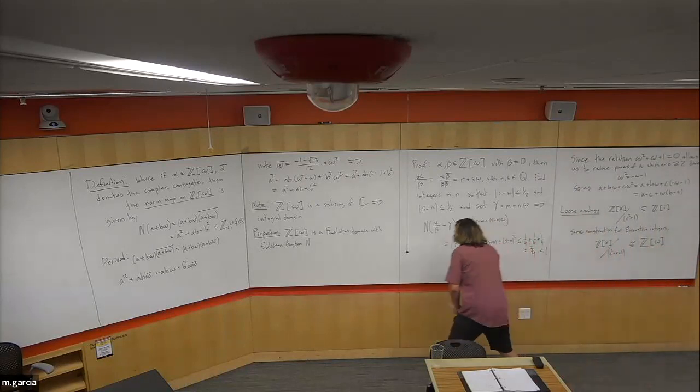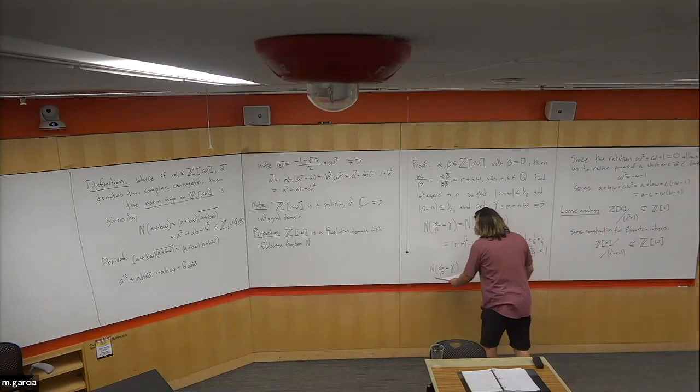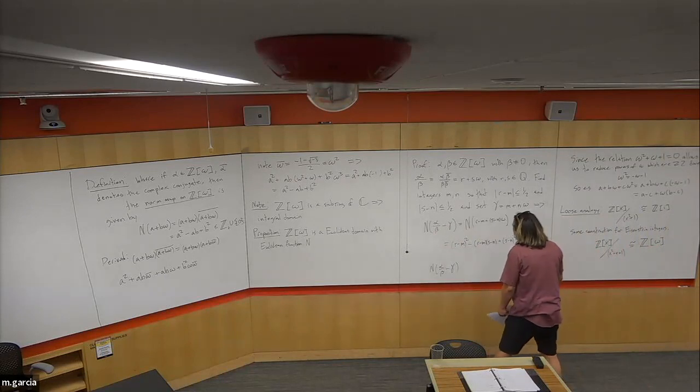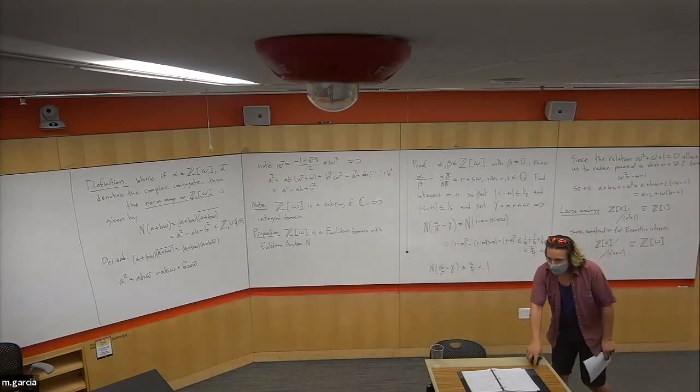Okay, so in summary, let me write this again on the bottom line. The norm of this complex number, which is most likely not a Gaussian integer, is less than or equal to 3/4, which is strictly less than 1. Okay.